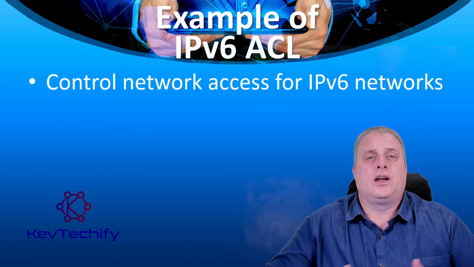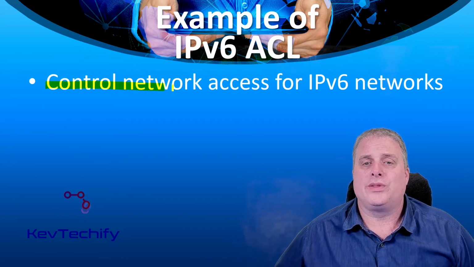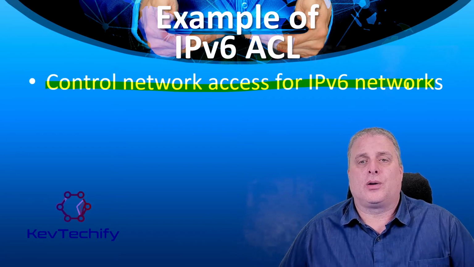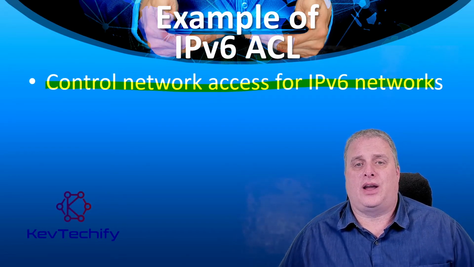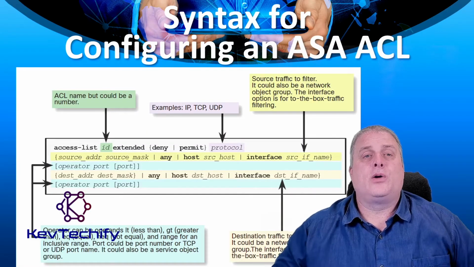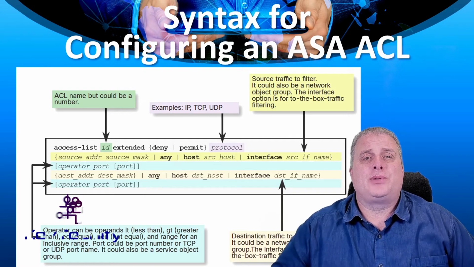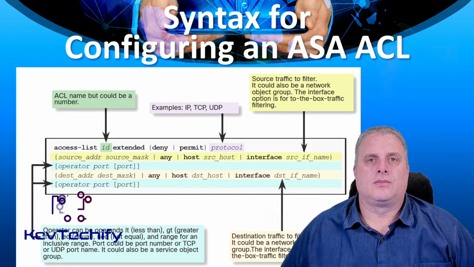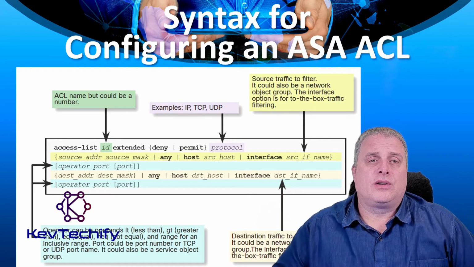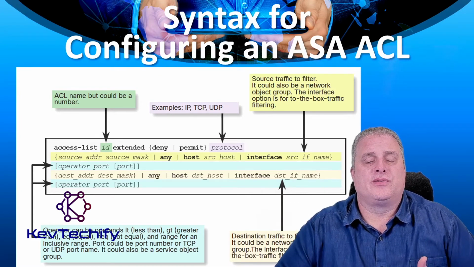A use for an ASA IPv6 access control list would be to control network access for IPv6 networks. This can be used to add or apply access lists to control traffic in your IPv6 networks. IOS and ASA ACLs have similar elements, but some options vary with the ASA. There are many options that can be used with access control lists. However, for most needs, I'm going to cover the more useful and a condensed version.